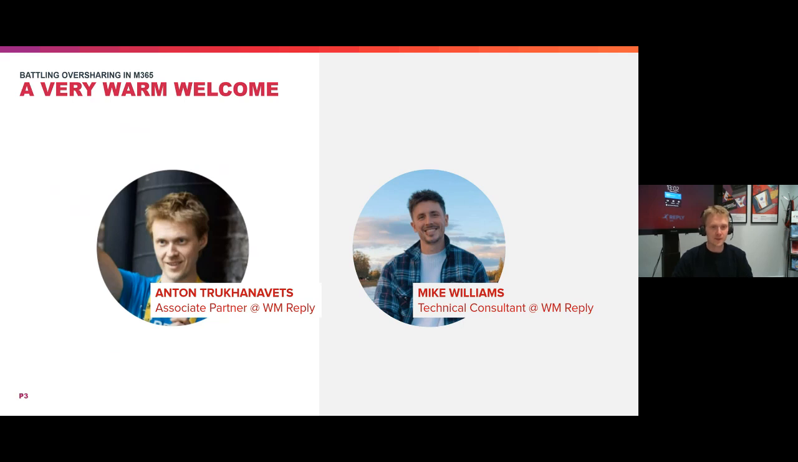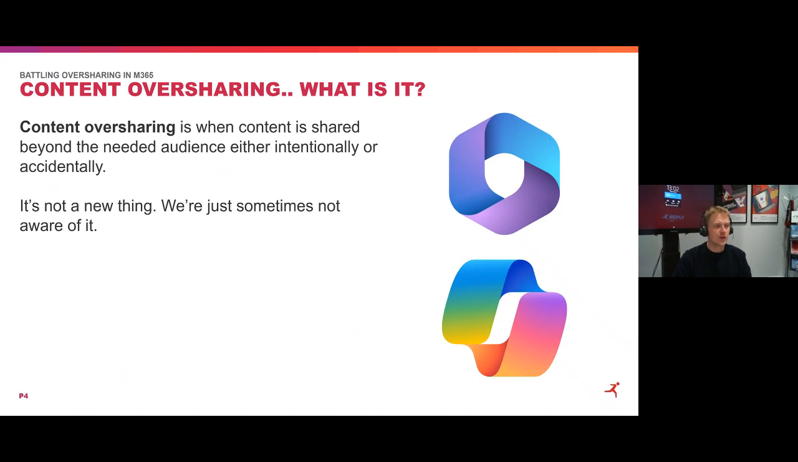So just setting the context, what is oversharing? Well, basically, what do we mean by the term? By this term, oversharing would mean the situation where content is intentionally or unintentionally shared with people who are not supposed to see the content.